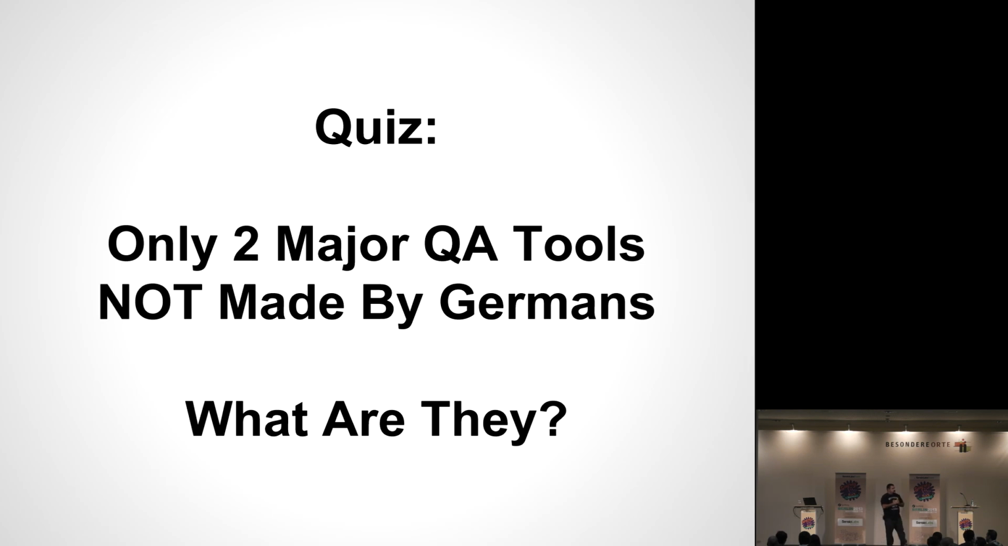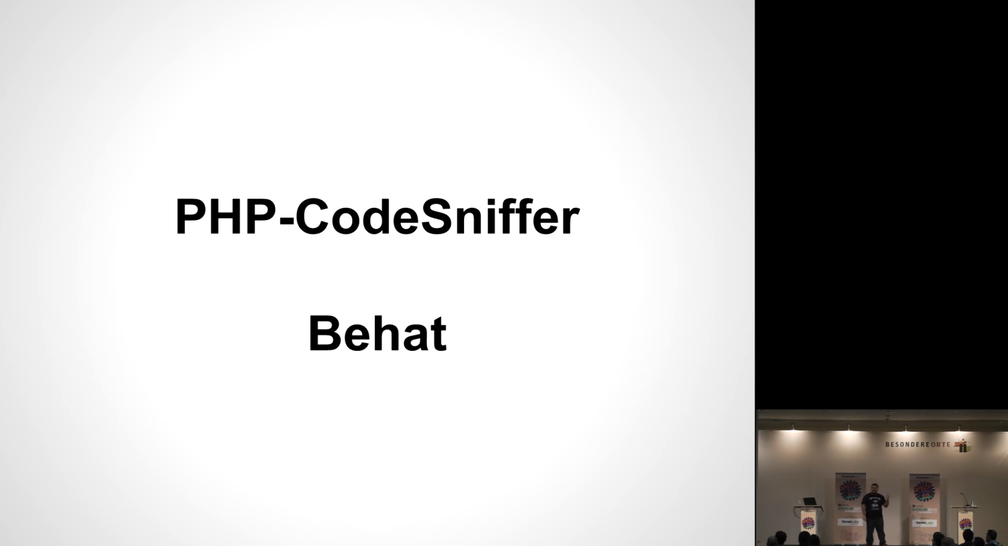As a quick quiz, there's only 2 PHP quality assurance tools that are not made by Germans, or were not originally made by Germans. Does anybody know what they are? Yes? Code Sniffer? Anyone get the other one? And this one's a relatively recent addition to the major category. Behat. Code Sniffer and Behat are the only 2 significant quality tools that were not originally built by Germans.